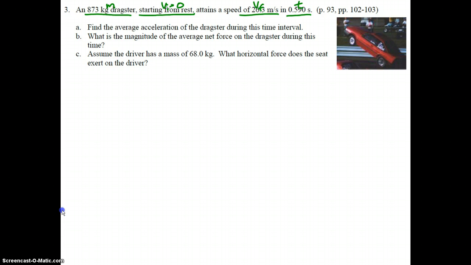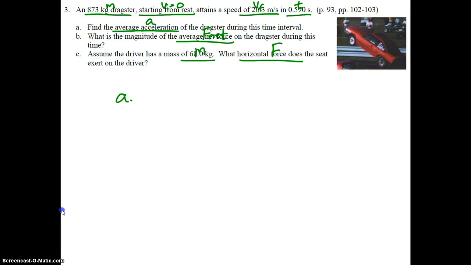What is the magnitude? So average acceleration is A. What is the magnitude of the average net force on the dragster? It's F net during this time interval. And assume the driver has a mass of 68 kilograms, so they're changing the M value. What horizontal force does the seat exert on the driver? So they just want F. Okay? Let's start with A.